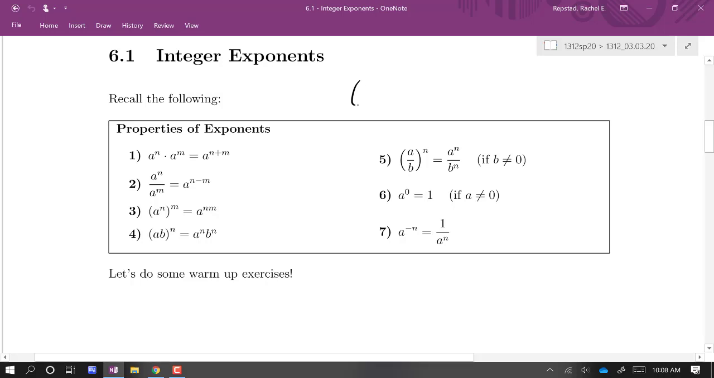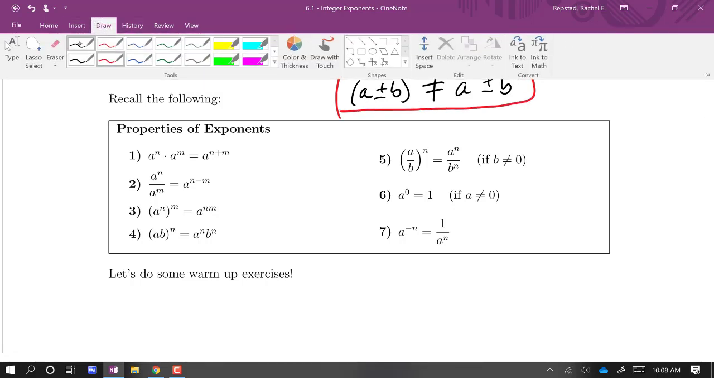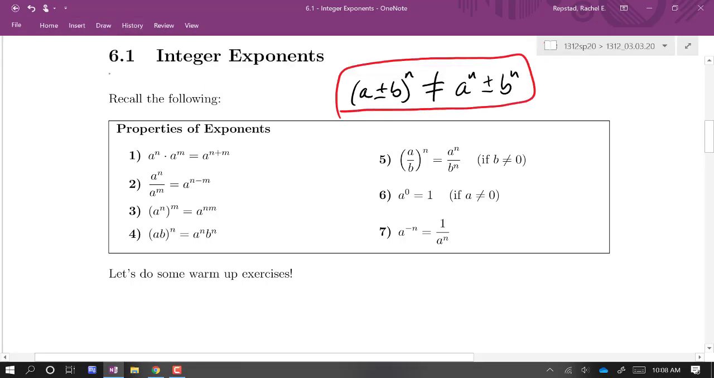So I'm just going to write this out. (a plus or minus b) to the n is not equal to a to the n plus or minus b to the n. Keep that in mind. We know that anything to the 0 power is 1 as long as the base is not 0. And we know what a negative exponent means. a to the negative n is 1 over a to the n, or if we see a negative exponent occurring in a fraction, we can just move it from the top to the bottom or from the bottom to the top and change it to a positive exponent.